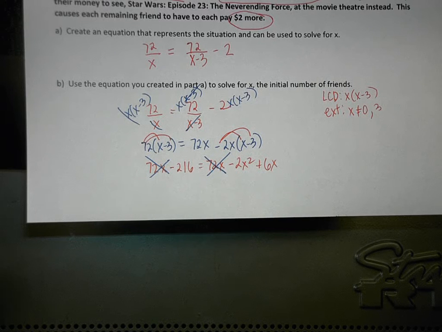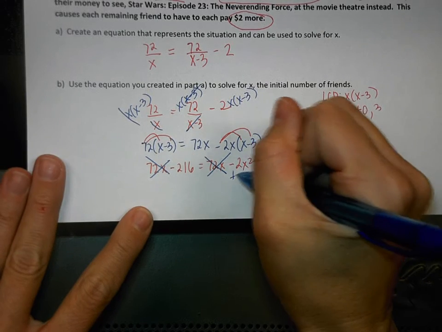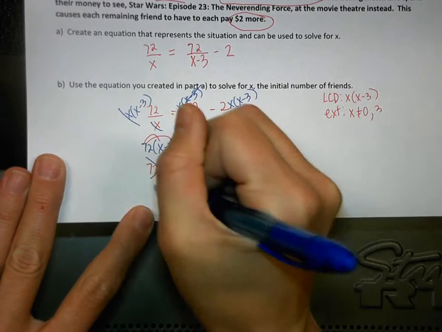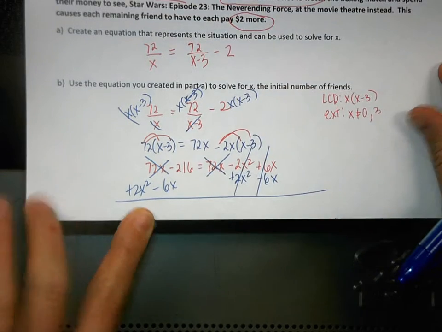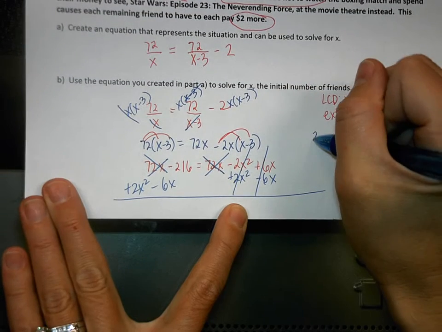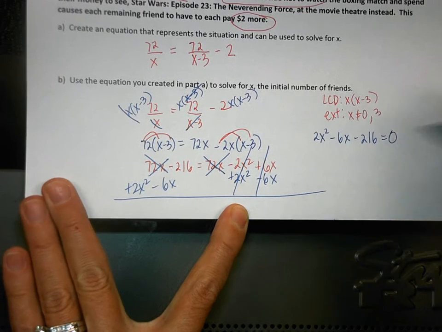Get a 0 on one side. Yeah, and we're going to factor, right? Okay, now which way, it doesn't matter which way you move things. It's just usually easiest if your x squared is positive. If your x squared isn't positive, you have to factor out a negative in order to factor. Okay? So I'm just going to move everything to the left to just make sure my x squared is positive. So I'm going to add 2x squared and subtract 6x. So that leaves me with 2x squared minus 6x minus 216 equals 0.